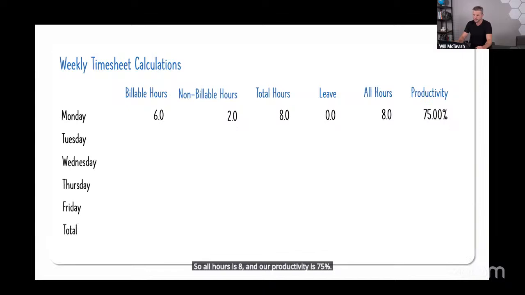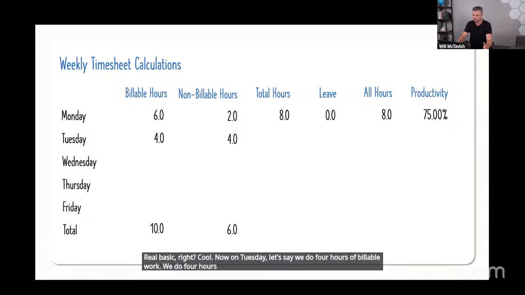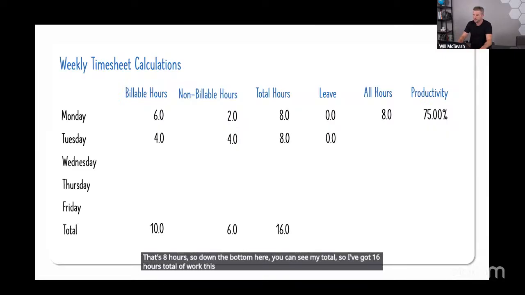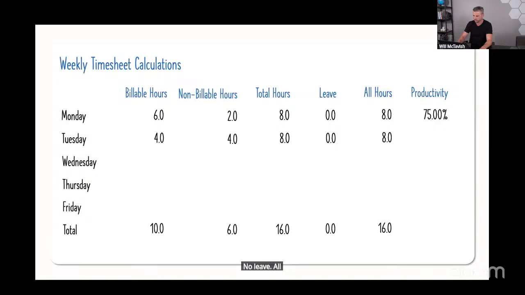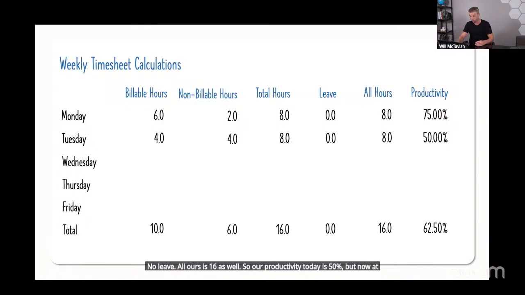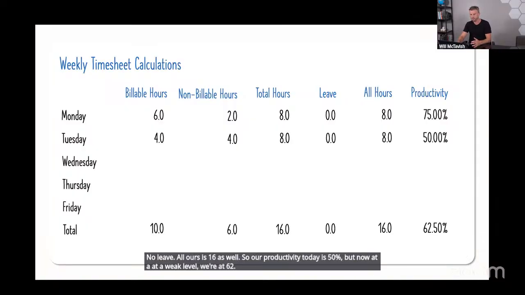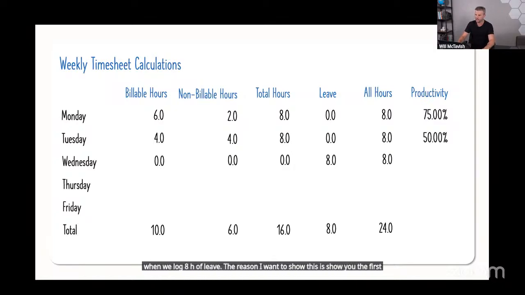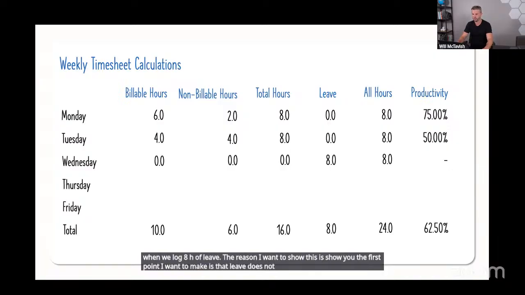Real basic, right? Now on Tuesday, let's say we do 4 hours of billable work and 4 hours of non-billable work. That's 8 hours. Down the bottom here, you can see my total. We've got 16 hours total of work this week. No leave. All hours is 16 as well. So our productivity today is 50%, but now at a week level, we're at 62.5%. Now, Wednesday, we take the day off and we log 8 hours of leave. The first point I want to make is that leave does not impact productivity. Leave is excluded from that productivity calculation.